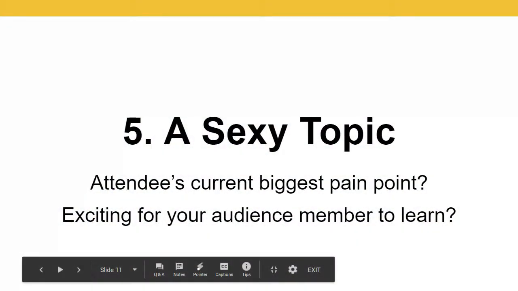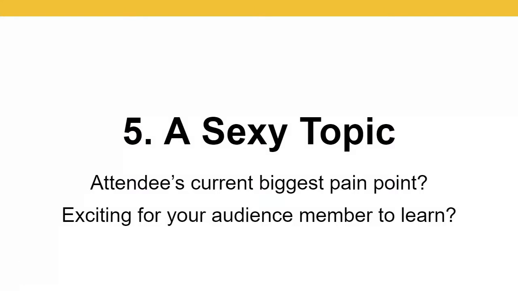All right. So let's go to number 5. Number 5 is you want to have a sexy topic. A topic around what your attendees might be struggling with, like what their biggest pain point is, or a topic around a subject matter that your audience members might be excited about. So you want a sexy type topic that people actually want to know more about.